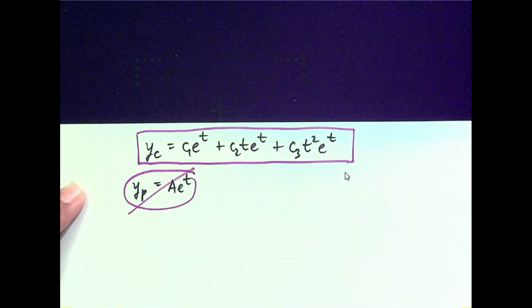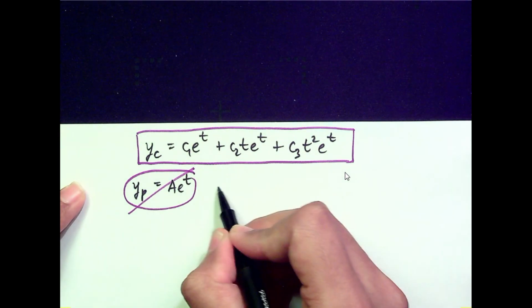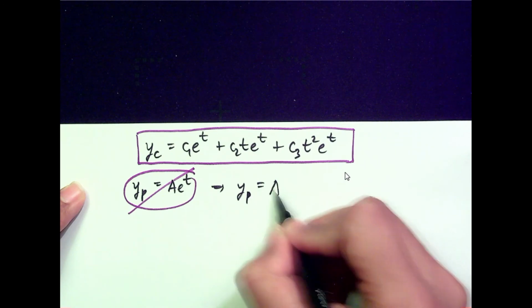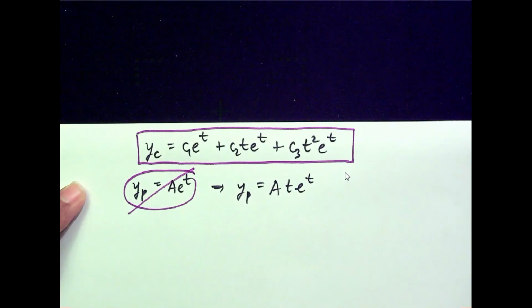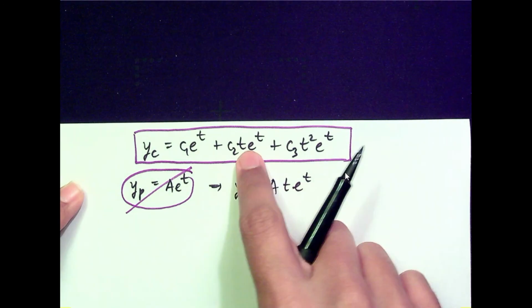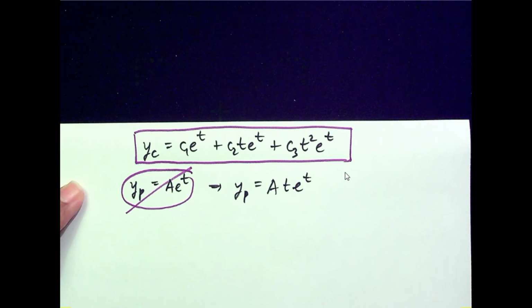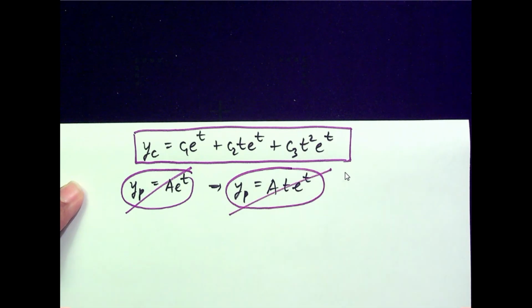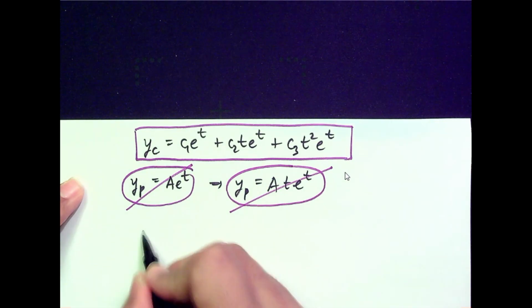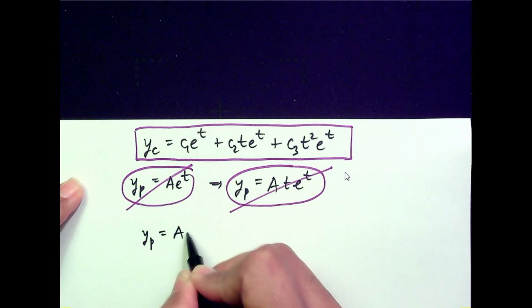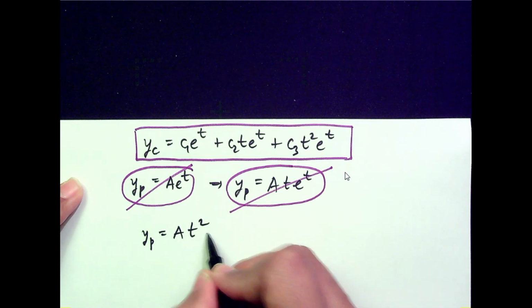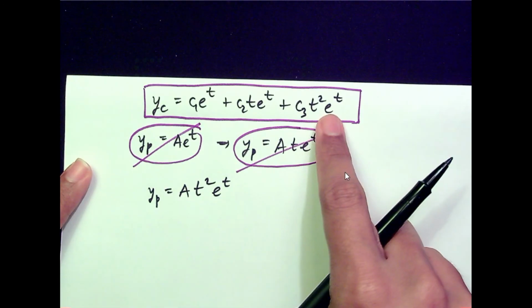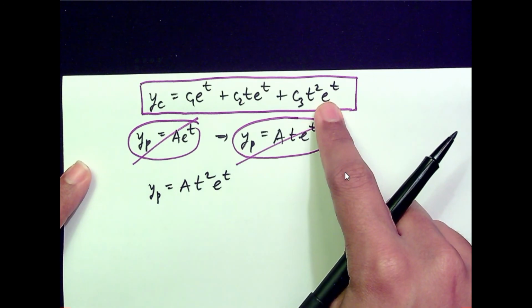That's not good. When it doesn't work because there's overlap, you multiply the educated guess by t. So it would be a t e to the t. And now you look at that, that also doesn't work, there is still overlap. So nope, that is not good either. Then you take that one and multiply by t one more time. So this is going to be a t squared e to the t. And that's still not good enough because there's overlap there.